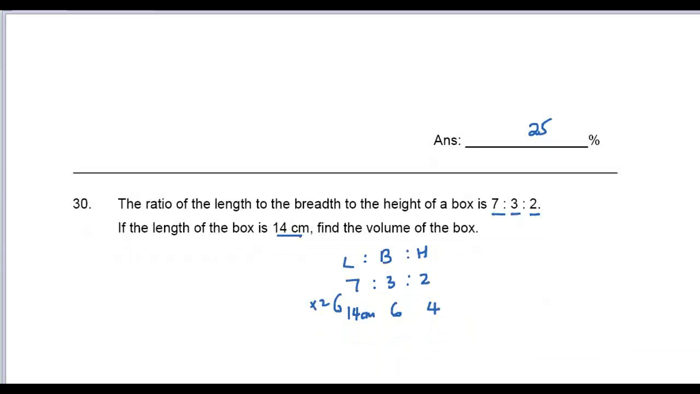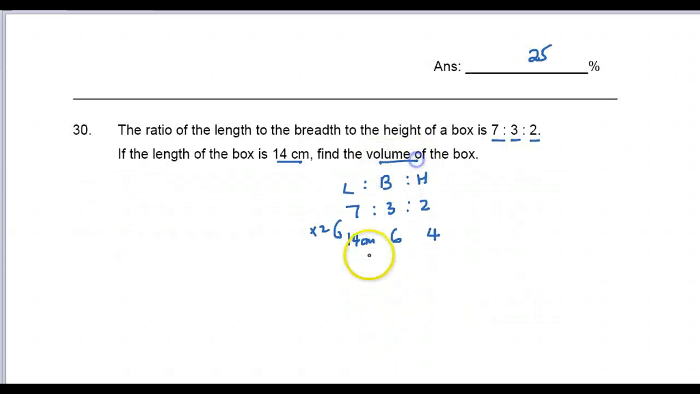I want to find the volume of the box. So volume is length times breadth times height. So I take 14 times 6 times 4, and my answer will be 336 cm cubed.